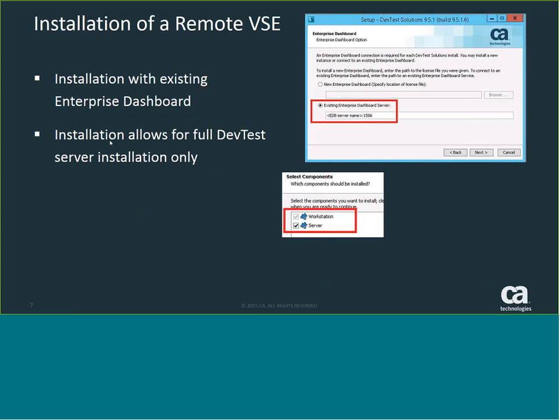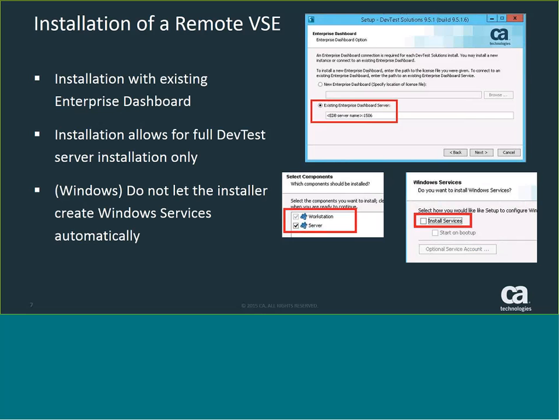According to our use case, we want to dedicate a system to run two VSEs only, but no other DevTest services. Using our current DevTest installer, we cannot select the individual DevTest components to install, but we only have the choice of installing a sole workstation or a fully fledged DevTest server, including a DevTest workstation. So in our case, we have to opt for a fully fledged DevTest server installation.